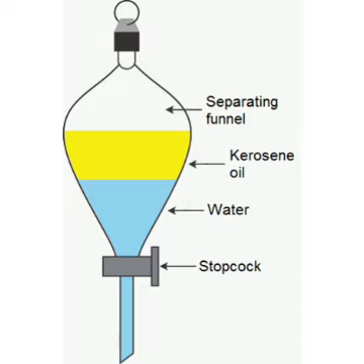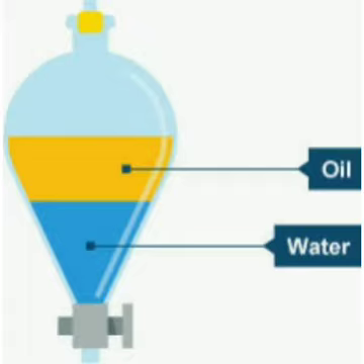Now here the kerosene oil, being lighter than water, forms the upper layer, while water, being heavier, forms the lower layer. Children, in this diagram you can see oil and water, both shown in two different colors. Oil is shown in yellow color and water in blue color, and in this way this immiscible mixture is separated.